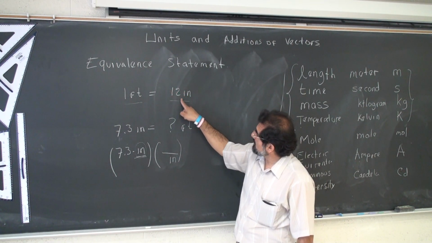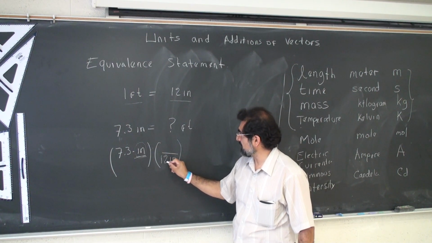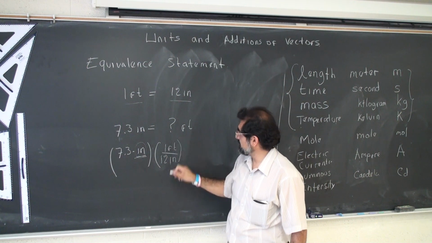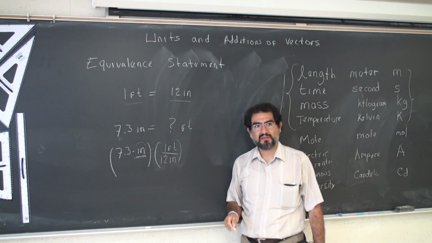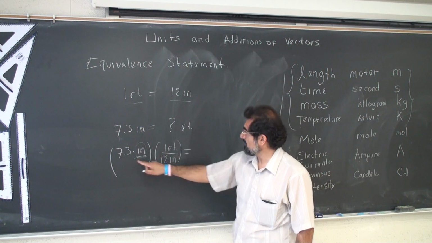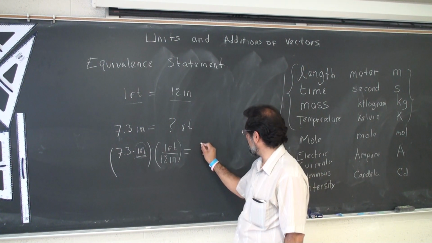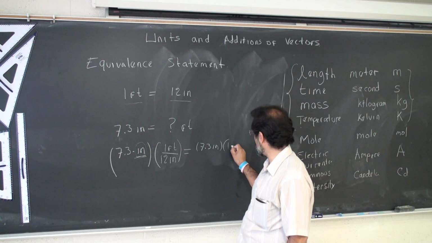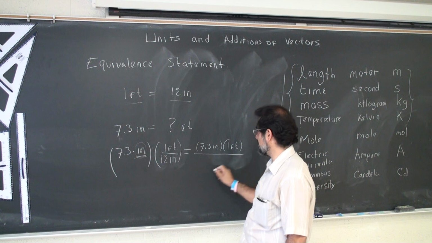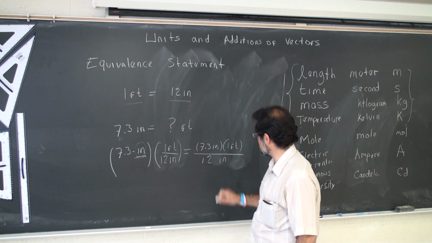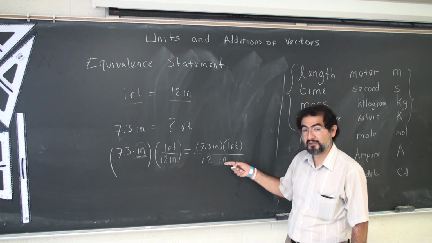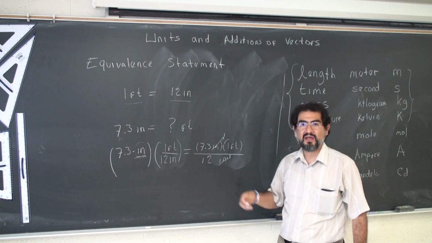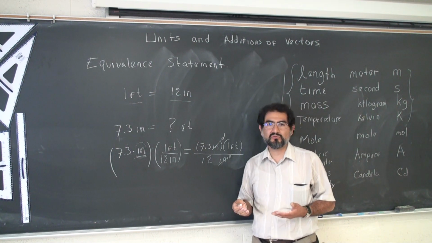Okay, the number 12 is associated with this. And we are going to express 1 feet with 12 inches. If you apply the multiplication, this affects only the numerator, so I have 7.3 inch times 1 feet divided by 12 inch. Inch divided by inch is going to be 1, or as probably in many classes before you said, we cancel.